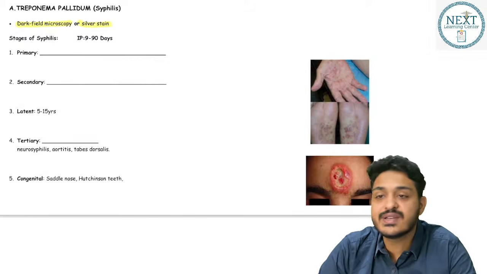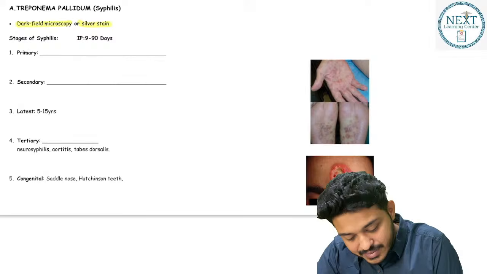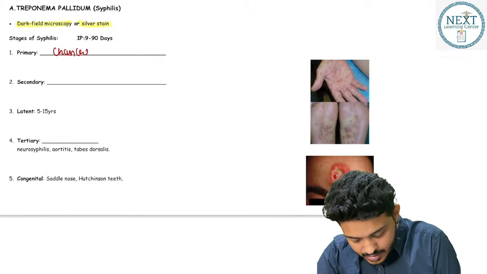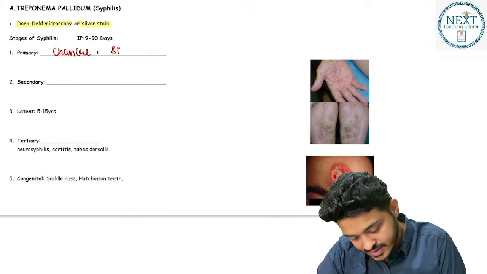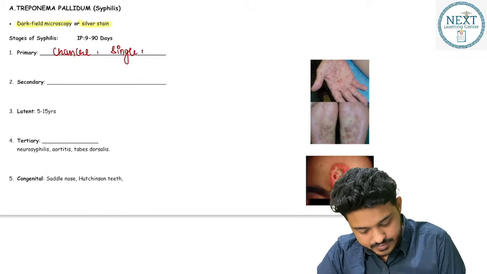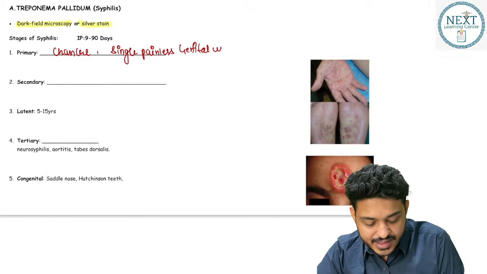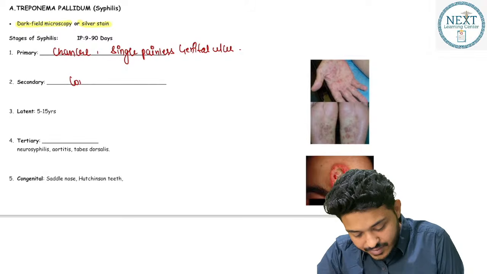We are having syphilis. How many types of syphilis? We can remember the first one is going to be what? Primary syphilis. The primary syphilis is known as what? Chancre. We are having this chancre. This is going to be what? Single painless genital ulcer. So this is going to be a single painless genital ulcer. This is known as what? Primary syphilis.